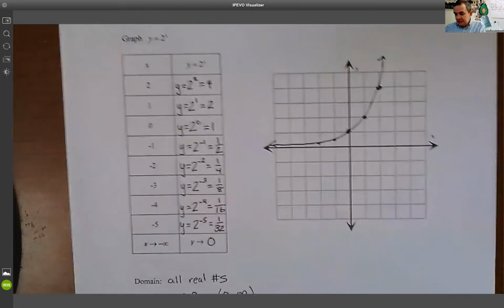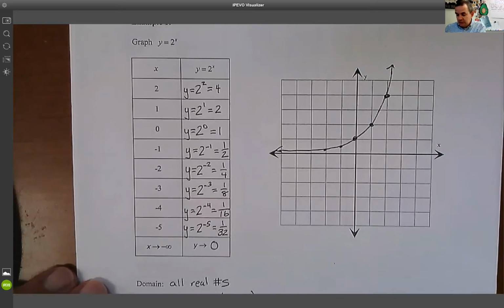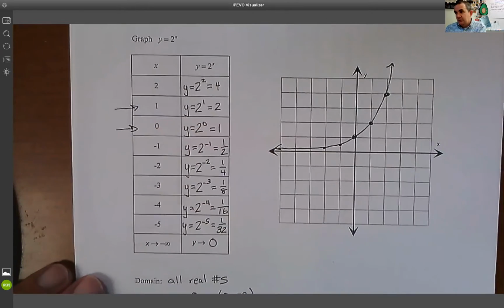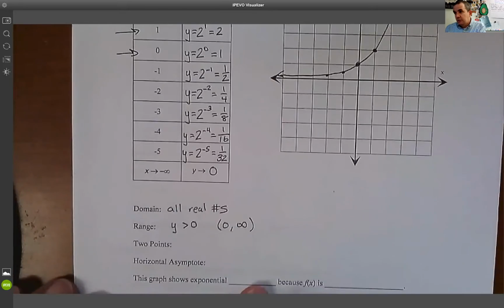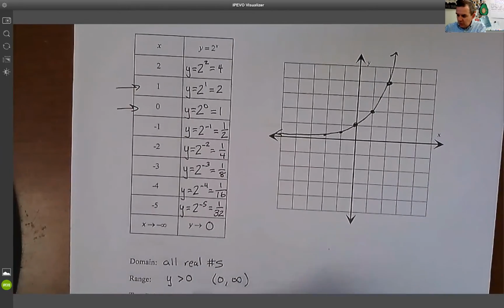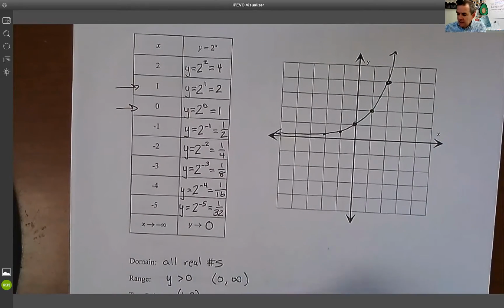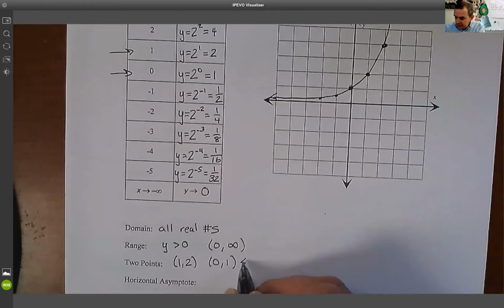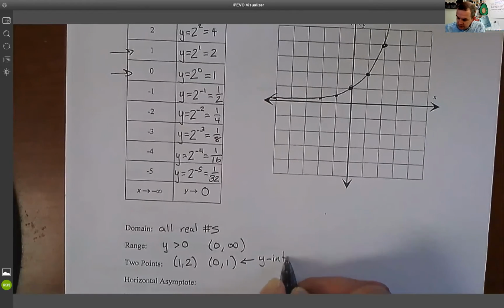Now the 2 points, I'm going to tell you honestly, whenever you do this, the 2 points are typically when you raise it to the first and when you raise it to the 0. So the 2 points I have here are 1, 2, and 0, 1. And what we're going to find out is that with a base exponential model, all of them are going to have this one right here as the y-intercept.